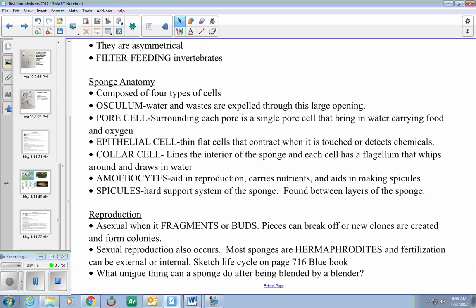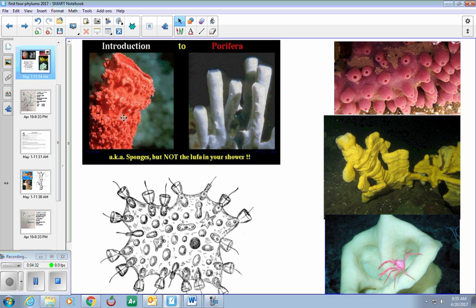Oh, and one unique thing you can do is in the right conditions in a lab, you can blend up a sponge and let it settle, and it will reform into a new colony of sponges. All right, so that is our first phylum. Here are some introductions to them.